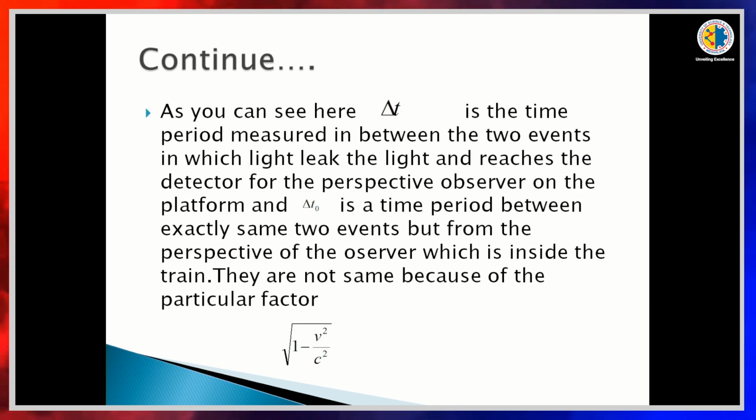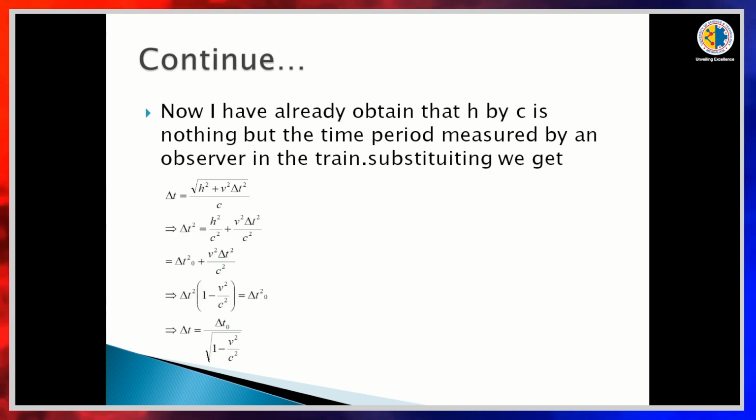As you can see here, delta t is the time period measured between the two events, in which light leaves the light source and reaches the detector, for the observer on the platform, and delta t naught is the time period between exactly the same two events, but from the perspective of the observer inside the train. So they are not the same because of a particular factor. This is the main factor, 1 by root over 1 minus v square by c square, known as the Lorentz factor. So delta t and delta t naught are not the same.